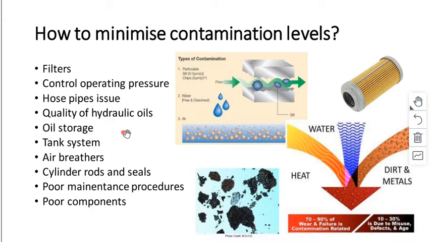We've got oil storage, which may be a problem, the way the oil is stored, so that it can pick up contaminants. The tank system: if it's an open tank and it's not properly sealed, contaminants can get into the tank and get pushed around the system. We've got air breathers, cylinder rods and seals, so even though oil may not penetrate through the seal, contaminants might still get through. And then poor maintenance procedures as well.